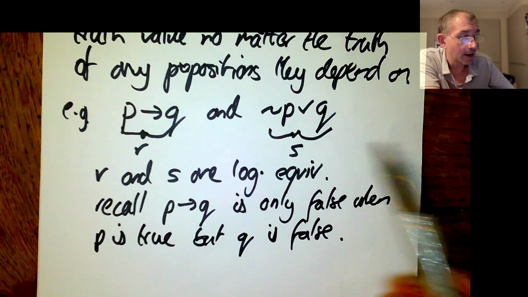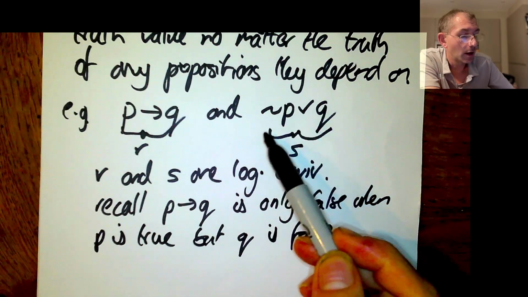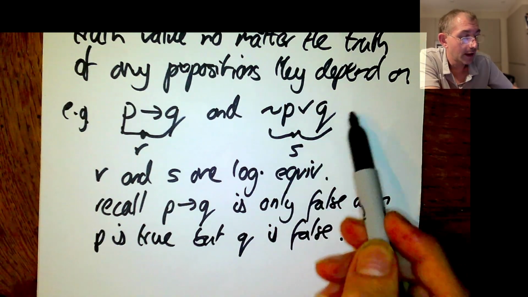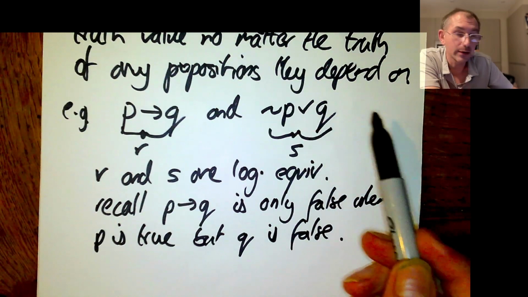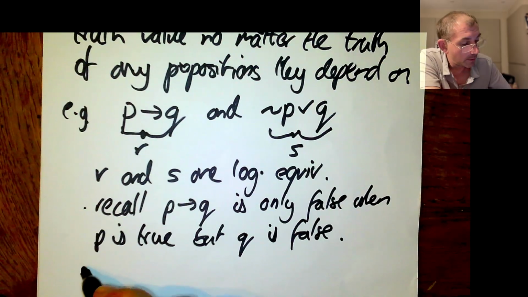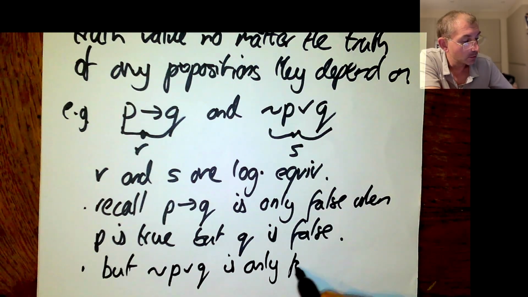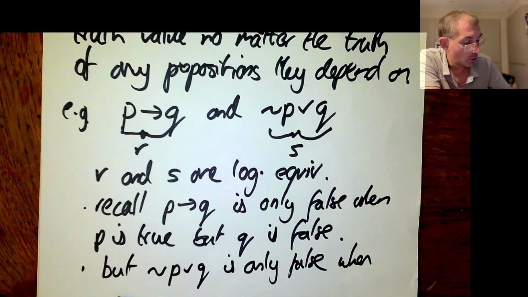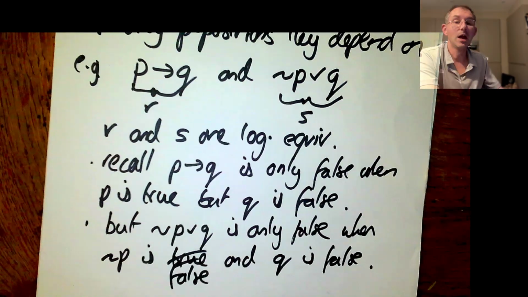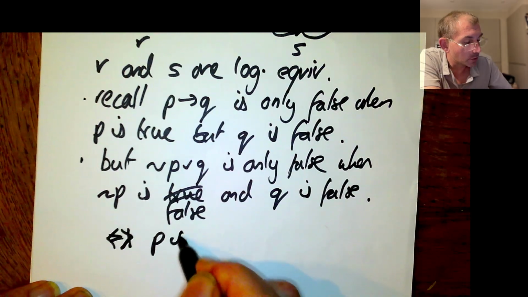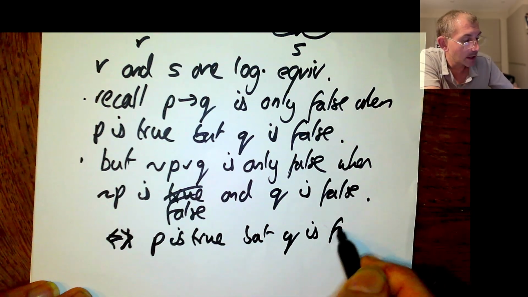Okay, well, let's look at the other side here. The only time that something or something is false is when they're both false. But what happens when they're both false? Well, we get that P is true and Q is false. So not P or Q is only false when not P is false, and Q is false. And that happens exactly when P is true but Q is false, which is the same statement as we've written above.